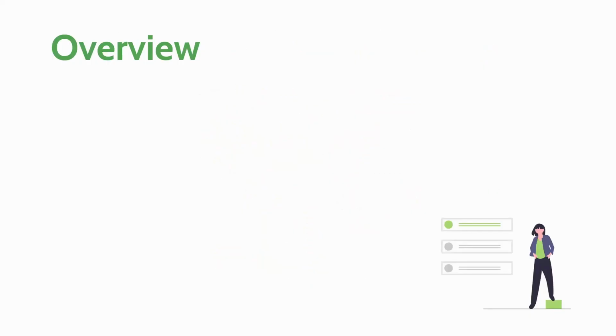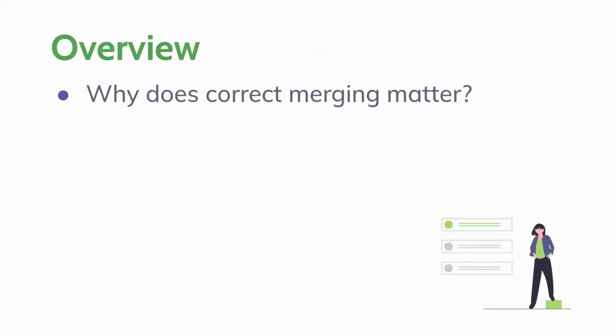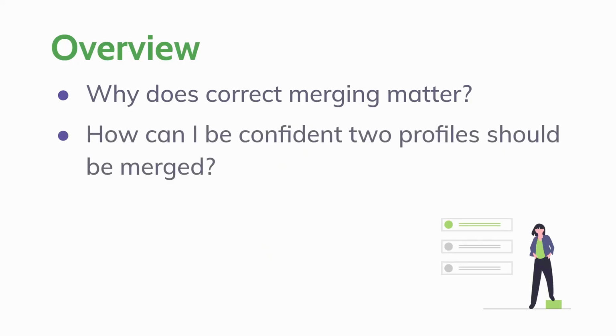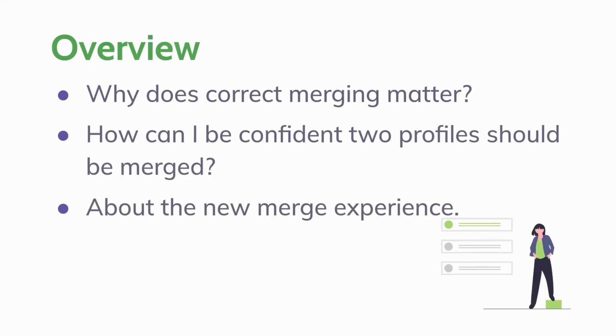So here's what we've got on the schedule for today. First of all, why does correct merging matter? Why are we even having this class? What's the deal about merging? Then how can I be confident that two profiles really should be merged? Then we're going to be talking about the new merge experience. For a long time, there was an updated merge experience in FamilySearch Labs, and then it was released to the public. The improvements are substantial. They are so exciting, and I suspect strongly that they have cut down on bad merges. That's how significant the improvements are. So we're going to be looking at those.